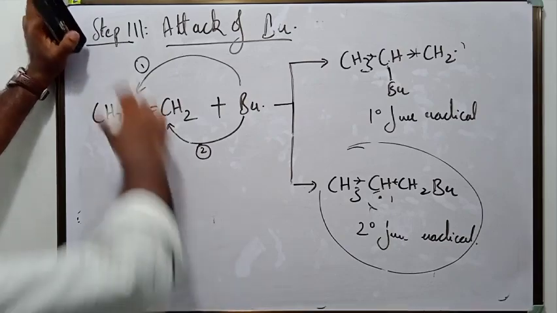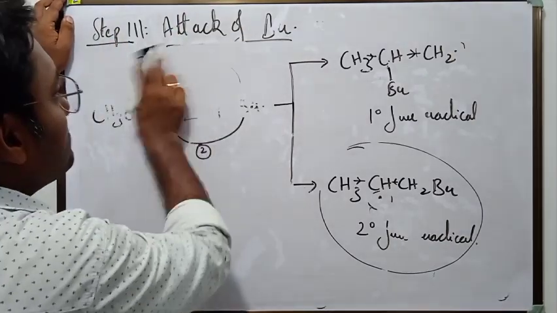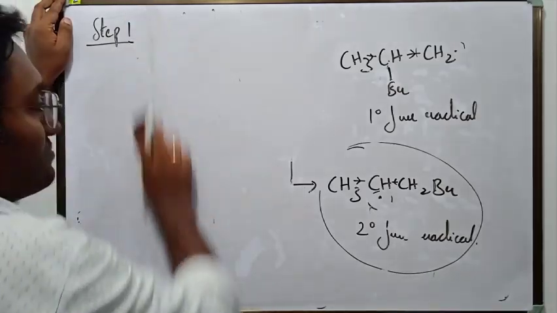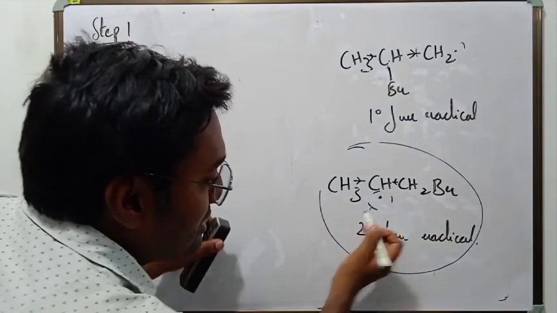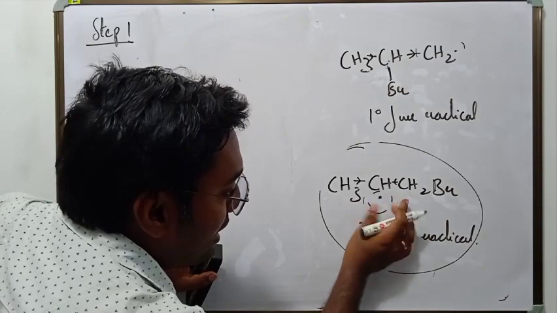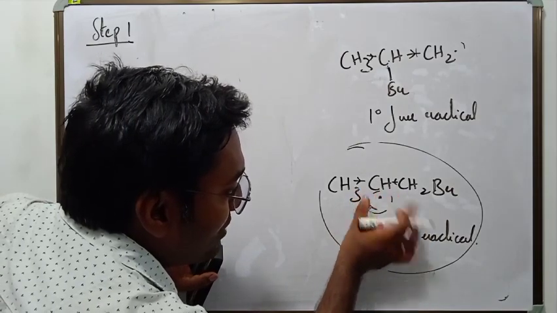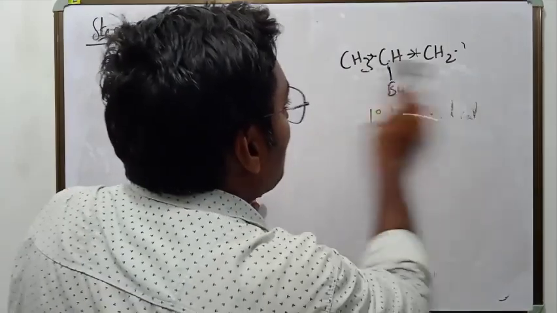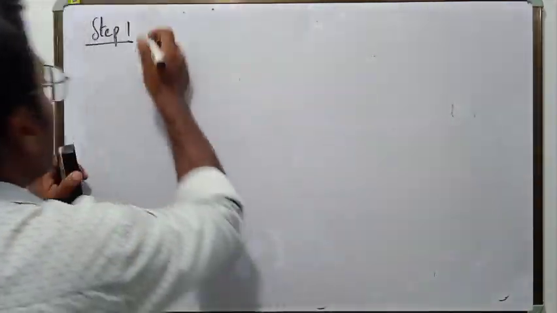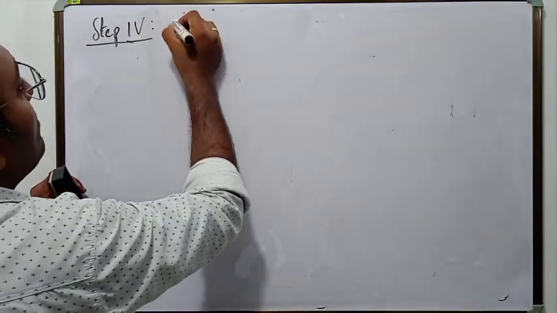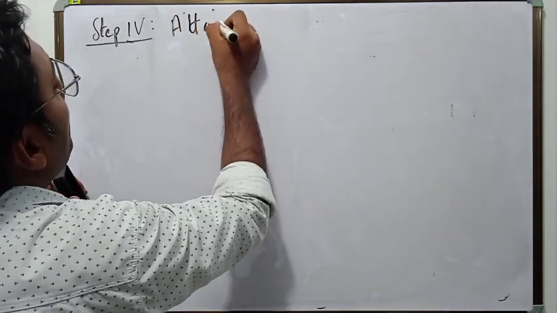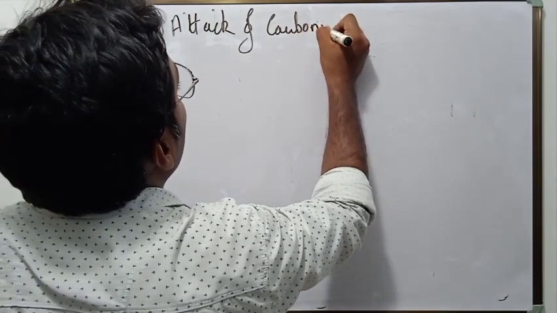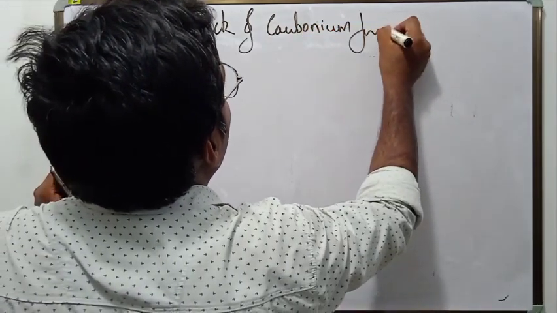So, let us now go for step number 4. This secondary free radical is actually a carbonium radical, right? It's a carbonium free radical, okay? Now what is step number 4? Attack of carbonium free radical. Let's see.